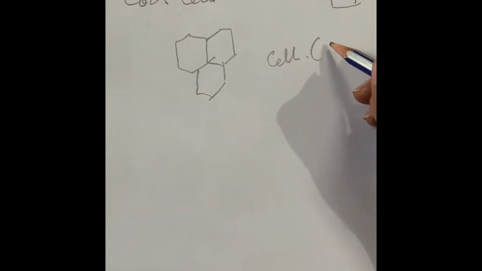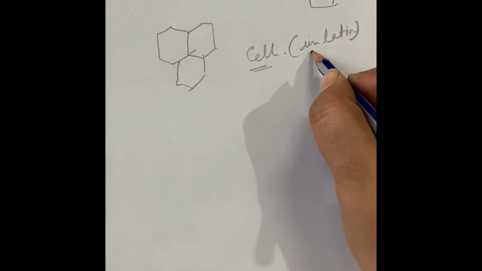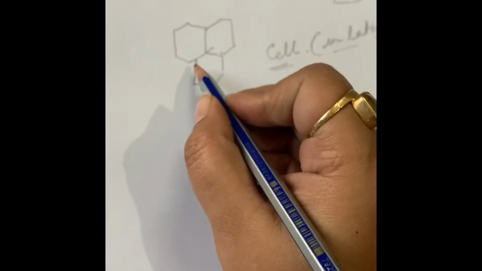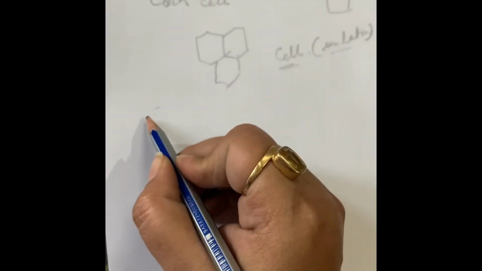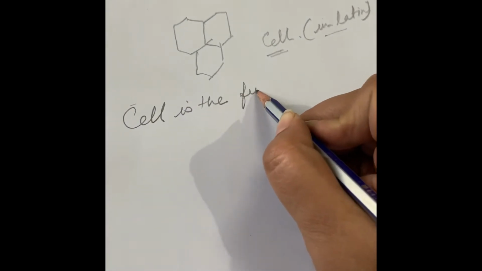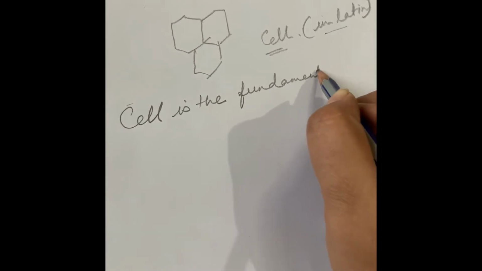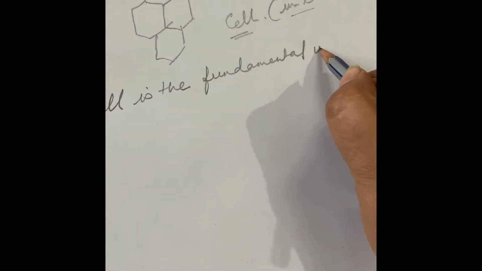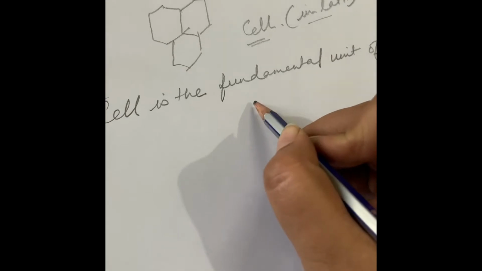In Latin, small boxes are called cells. This word cell is derived from the Latin word, and we know the fundamental unit of life is called the cell. The cell is the fundamental unit of life.